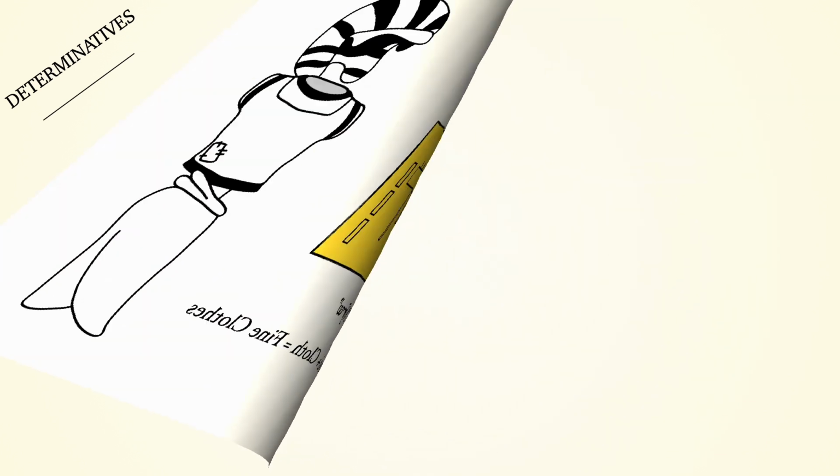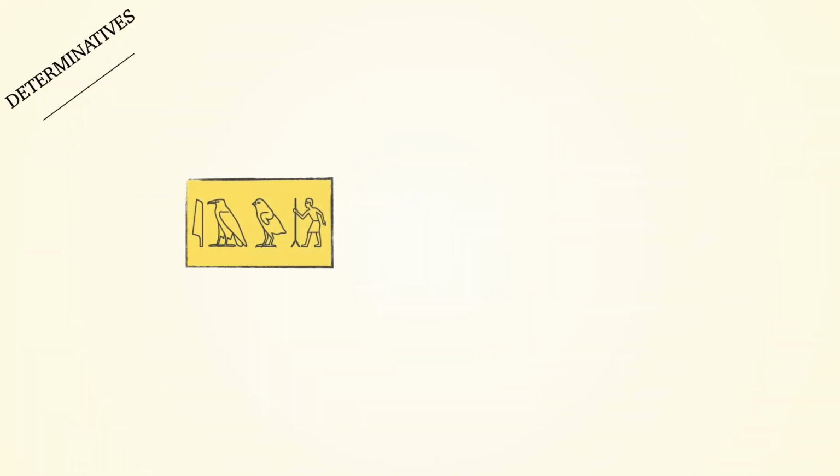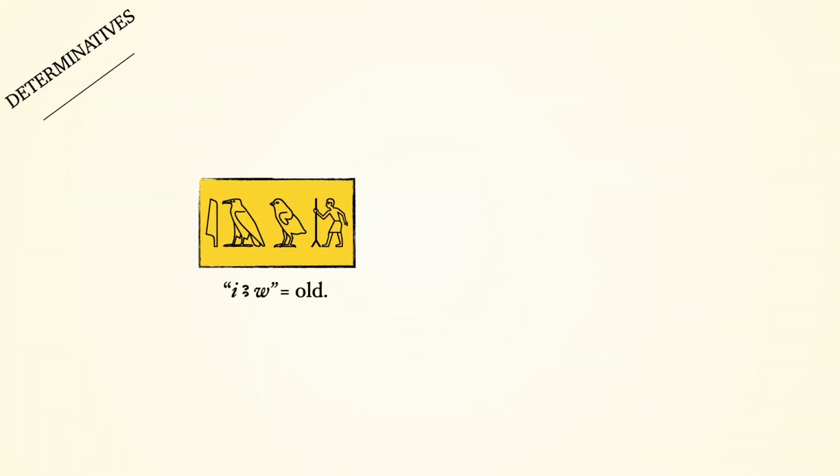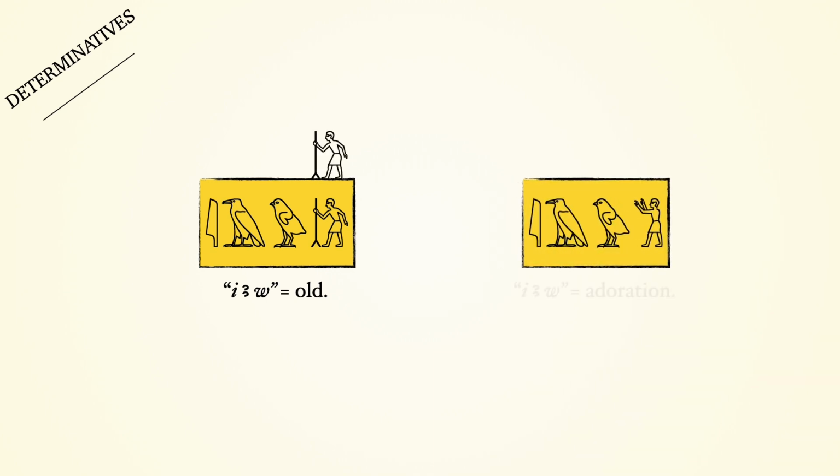Finally, let's revisit an old example, I-a-u, meaning old. Note the elderly figure hobbling with their walking stick, whereas I-a-u now means adoration. Note the celebrating figure, arms raised in praise to the gods. And with all of that recapped, I think that's a wrap for today's lesson.